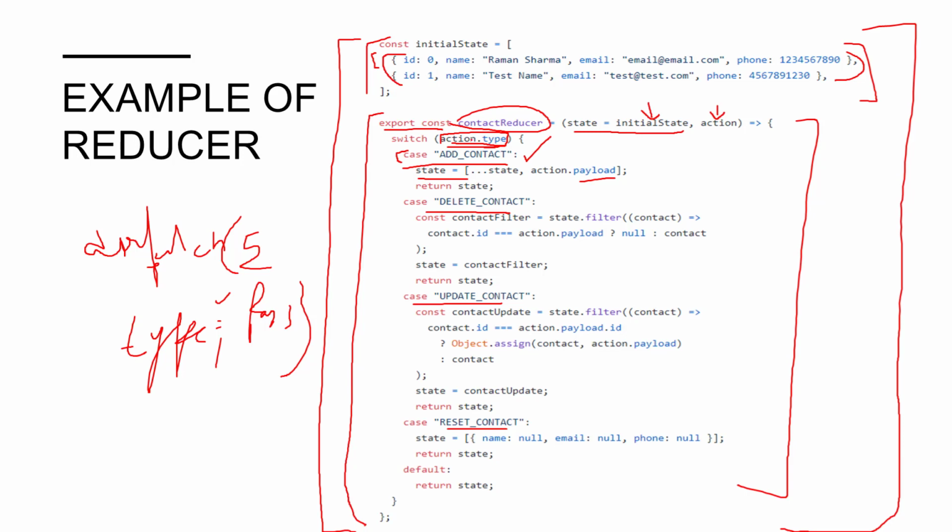If this action type matches add contact, it will go under this statement, and then it will update our state. As our state contains an array, that's why I'm writing it like this. There are two ways to write it: either you can write state equals to, or you can just return this whole thing.